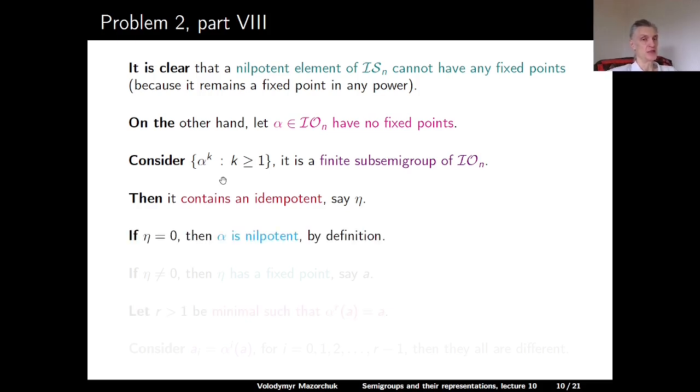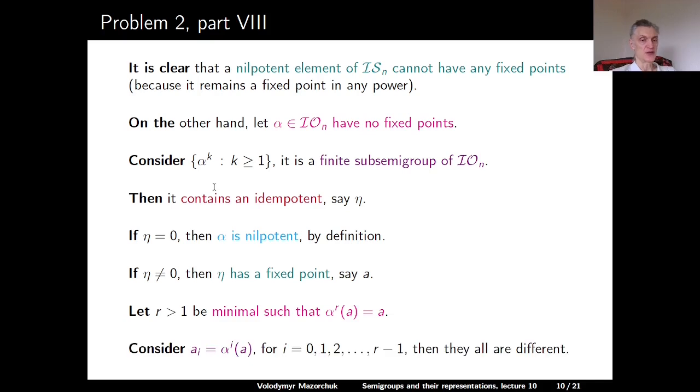So if eta is 0, then alpha is nilpotent, and we are done. If eta is not 0, then eta has a fixed point. Let's call this point A. Let R be a minimal positive integer greater than 1, such that alpha to the power R of A is equal to A. Alpha, by our assumption, has no fixed points, so alpha of A cannot be equal to A. So we can fix R minimal greater than 1, such that alpha to the power R of A is equal to A.